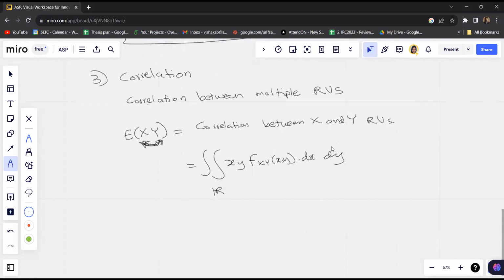So the correlation can be defined as this integration, where we take the multiplication between the two random variables, and then we take the product with the probability density function. Because we are considering continuous random variables, we consider the probability density function, and the integration will give us the correlation between the two random variables, right? How correlated those two random variables are.